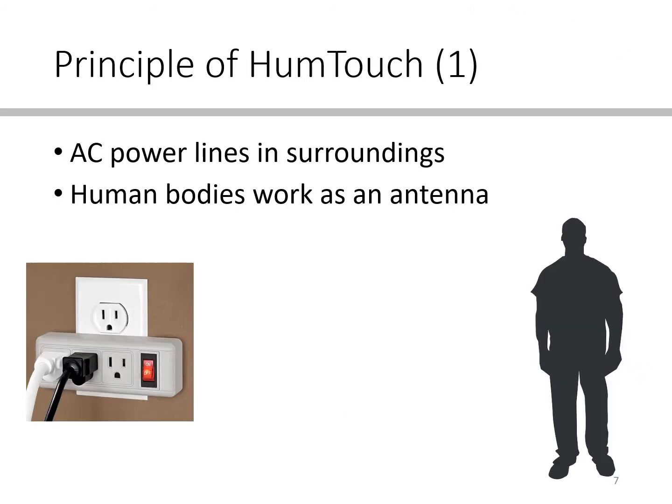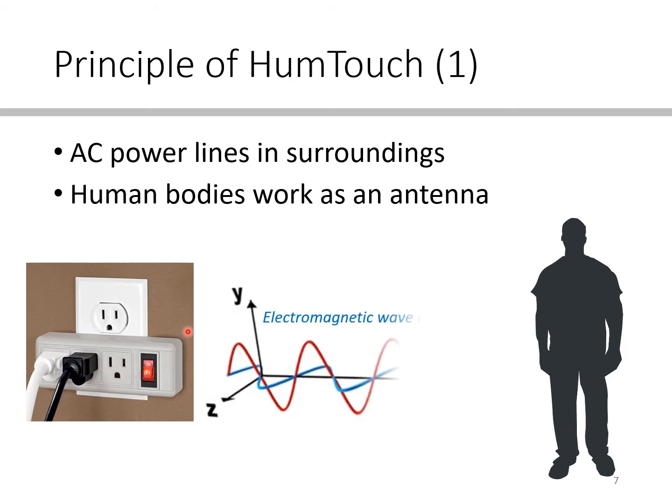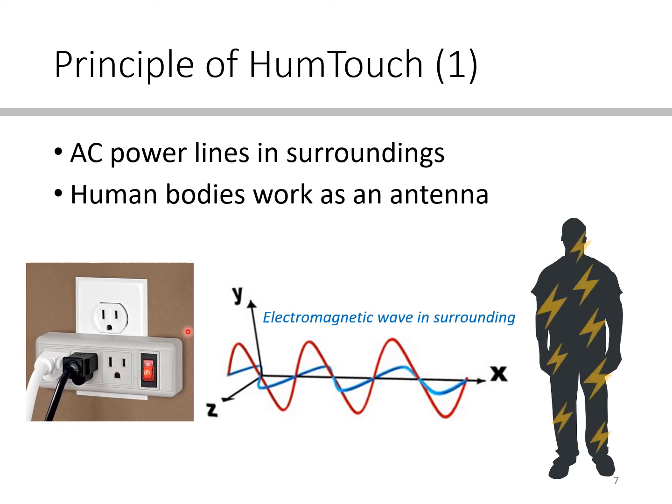Now, let's talk about the principle of HumTouch. Nowadays, AC power lines are everywhere in our surroundings and generate electromagnetic waves. Meanwhile, the human body contains minerals and other conductive materials that will react with the electromagnetic waves, causing current in the bodies.